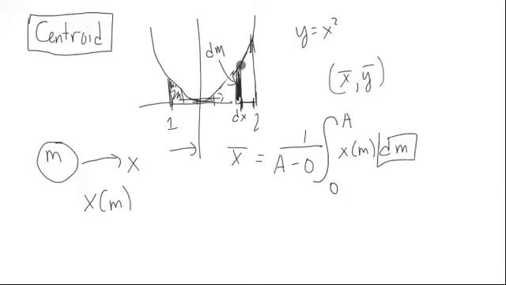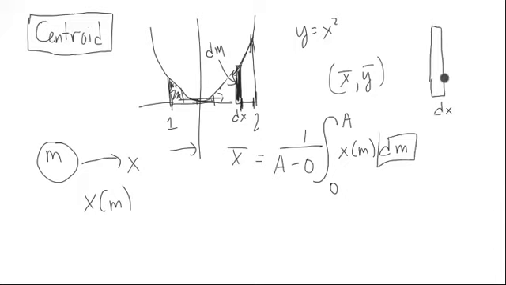And roughly speaking, as things get smaller and smaller, this is very well approximated by a rectangle. So we can think about a rectangle for the relationship between dx and dm.